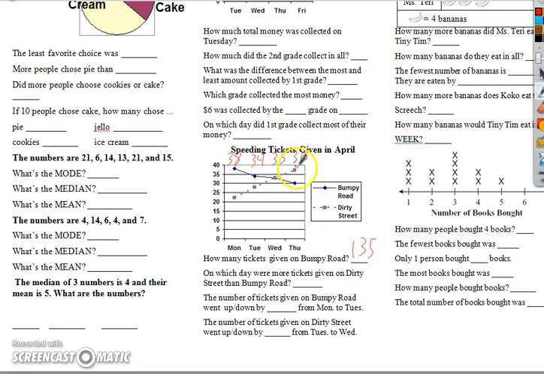On which day were more tickets given on Dirty Street than Bumpy Road? So when is the gray above the blue? Right there on Thursday.